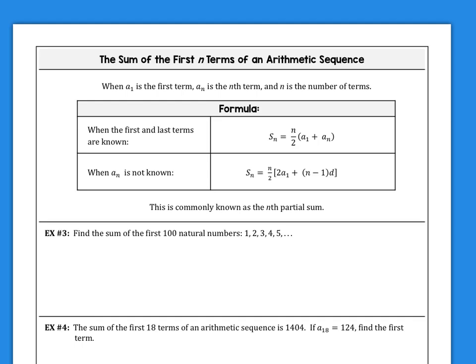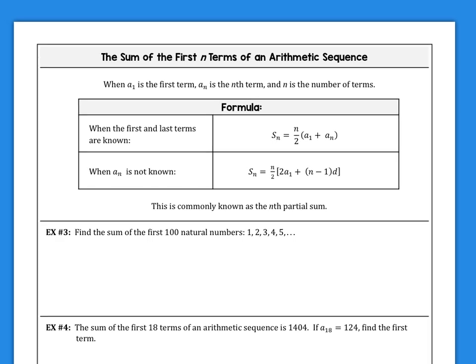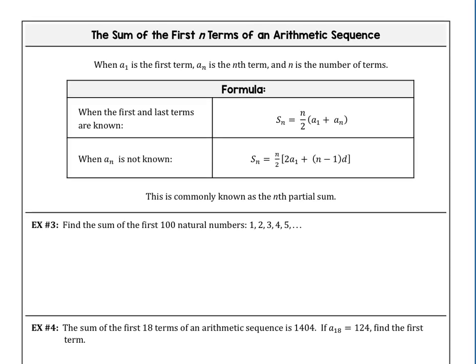Now on this page, we're looking at the sum of the first n terms of an arithmetic sequence. This one's a little trickier, but you can either memorize the formula or just make it make sense. I prefer to make it make sense. Notice here on example 3, find the sum of the first 100 natural numbers: 1, 2, 3, 4, 5, 6, all the way up to 100. So some kid a long time ago, I forget his name, I should know this.